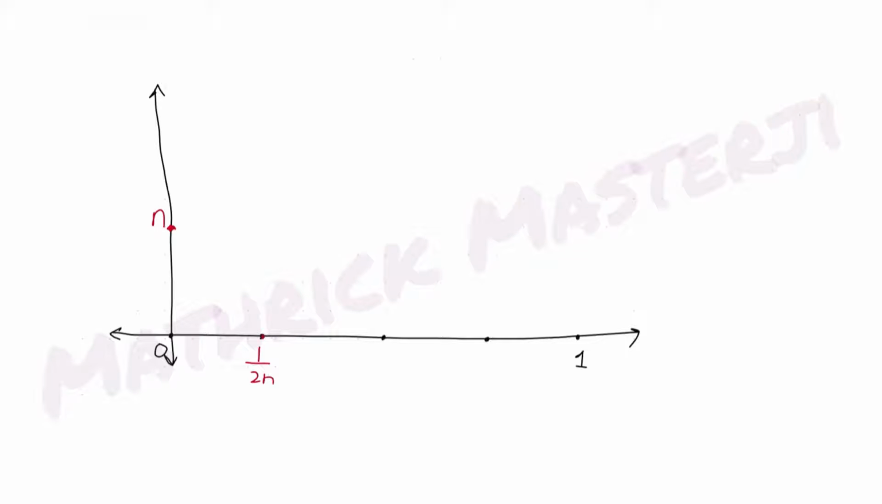And the function is given to us as 1 minus 2nx. The power of x that I have here is 1. Since the power of x is 1, it is basically a linear function.